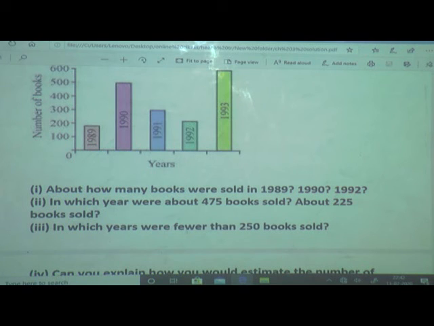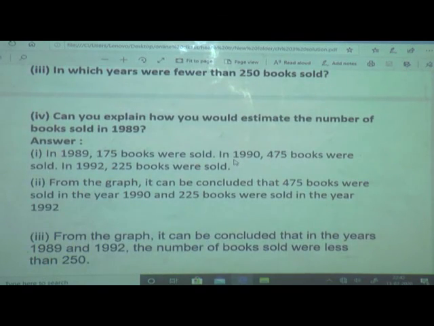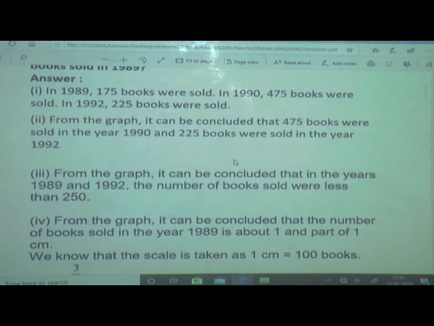In which year were fewer than 250 books sold? So you have to write the years where we got 250 books sold, means more than that number of books were sold. So we can say it is 1990, 1991 and 1993. So one by one, I already explained the answers, so we will see that in detail.